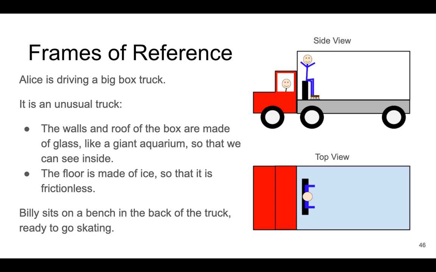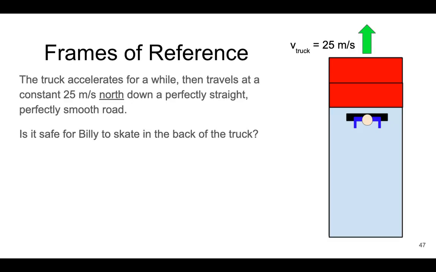So Billy is sitting on a bench in the back of the truck, and he's ready to go skating. So we're not moving yet, but we're about to. The truck's going to accelerate for a while. So this is the overhead view. It accelerates for a while.